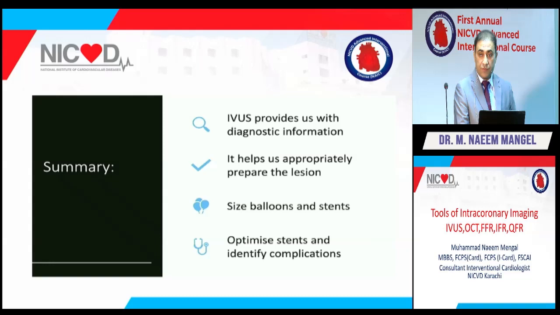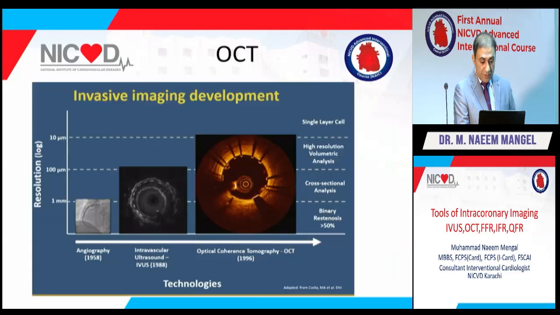These are also important information to avoid any undersizing, and also optimize the stent and avoid definitely long-term complications. So because the topic is extensive, I have tried to make it a bit small. So next thing is the OCT.